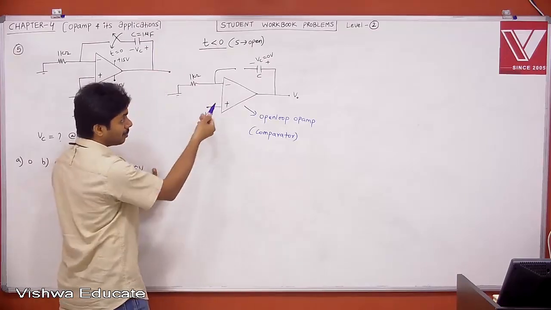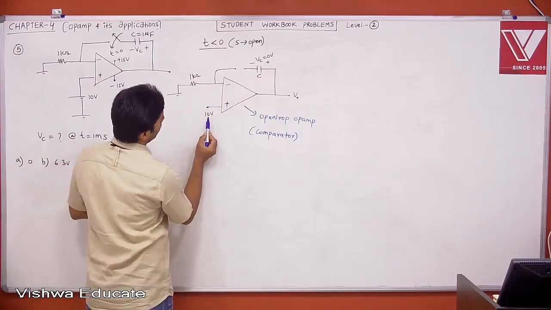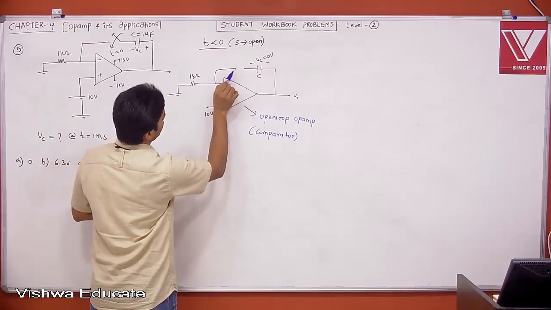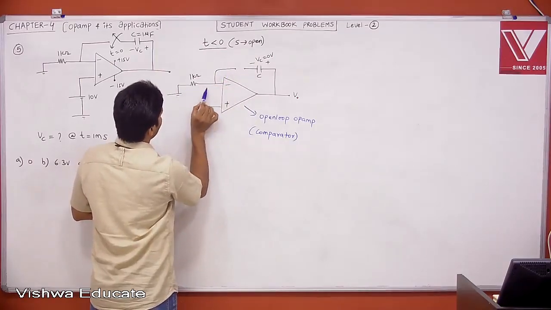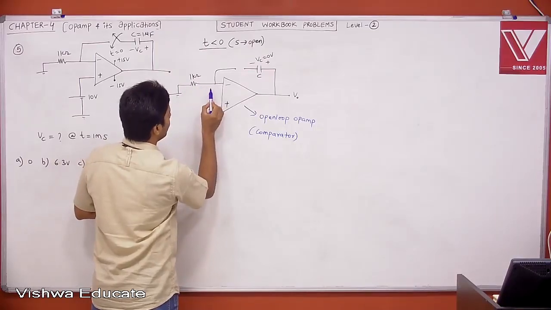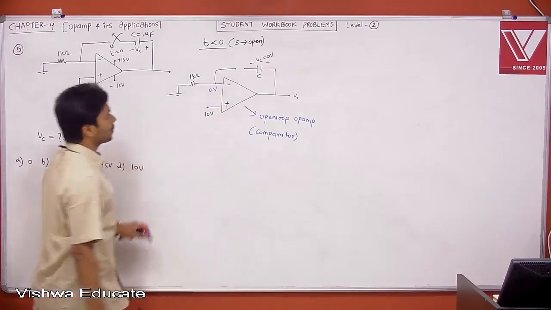No, we cannot say. It is a comparator, no feedback. This is 10. Current entering into the op amp, 0. There is no current entering into this branch because this is open. Now the current which is flowing through 1K, 0. Drop across 1K, 0. This 0 will come here. Therefore, 0 is coming here.